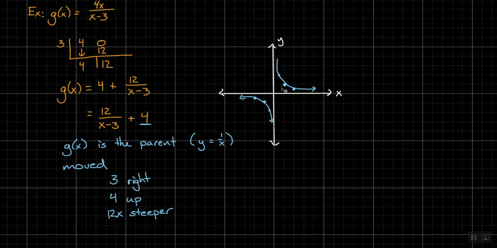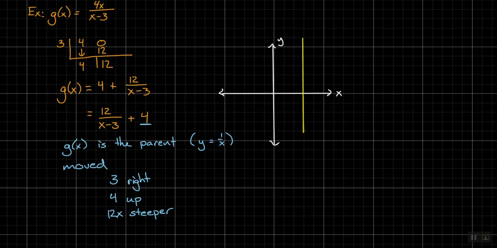Here's the parent. Are there asymptotes on this graph? There's one right here, right through the y-axis, and one on the x-axis as well. Now, this vertical one, and I'm going to get rid of that for now. Instead of being here at the y-axis, it's been moved how many? In what direction? 3 to the right. So 3 to the right. So instead of living at the y-axis, it now lives here.